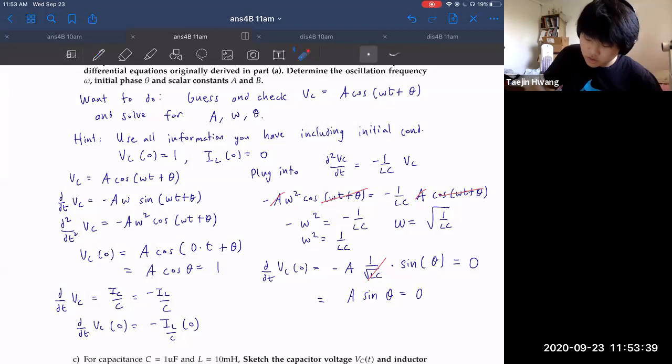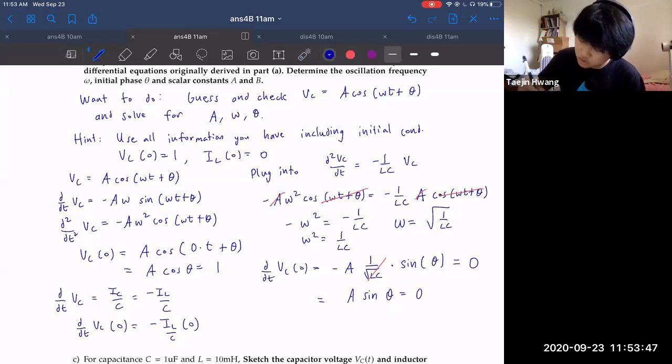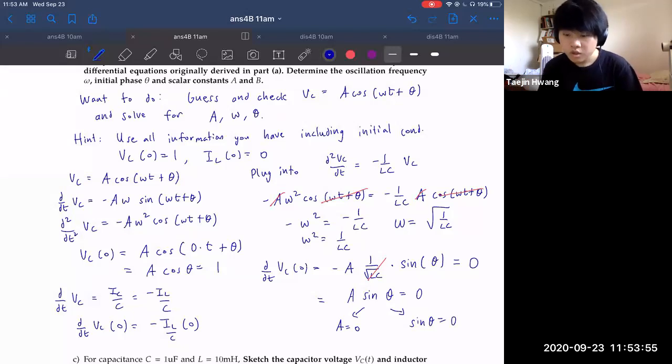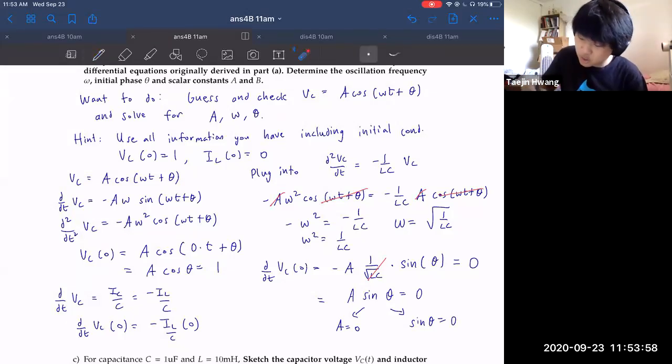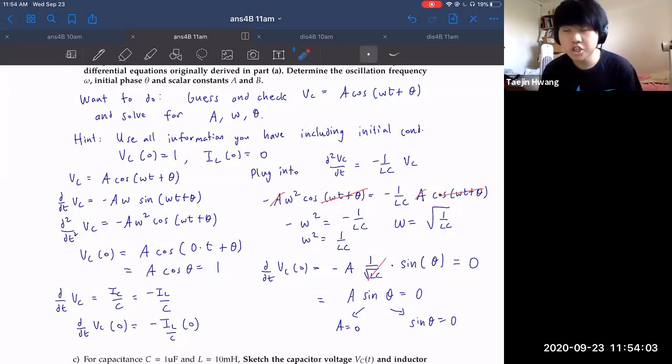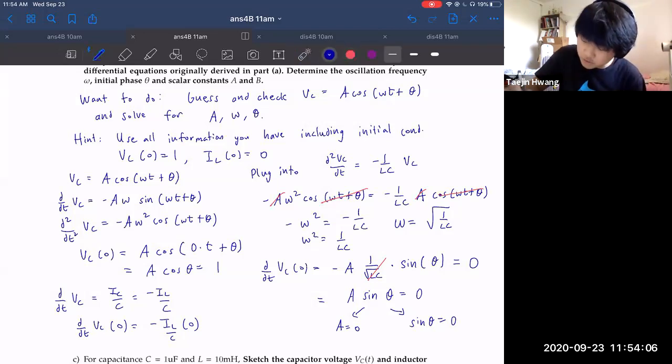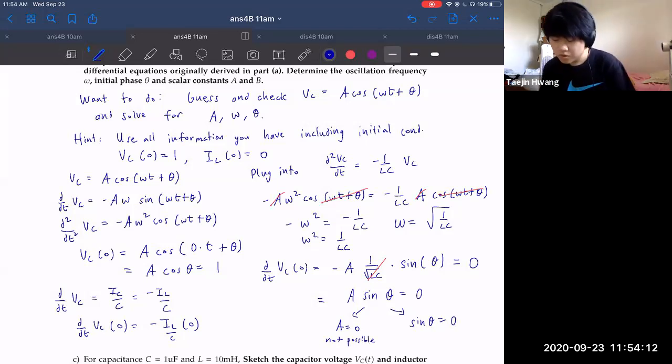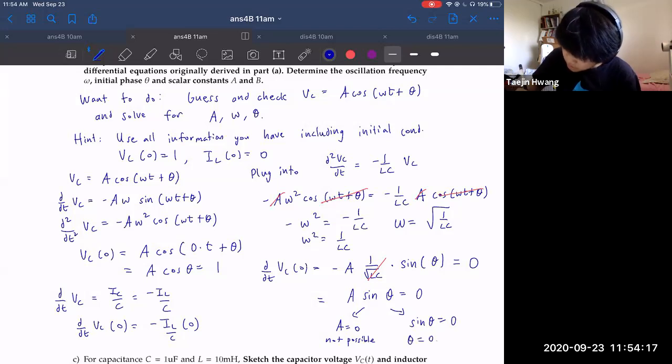So we have two equations now. A cosine of theta is equal to 1. A sine of theta is equal to 0. And we can essentially solve this. To do this, we can break it up into two cases: A is equal to 0 and sine of theta is equal to 0. If you try to assume A equals 0, notice that you're going to get 0 is equal to 1, so it's a contradiction. This is not possible. So this tells us that sine of theta has to be equal to 0, meaning theta is equal to 0 or pi.